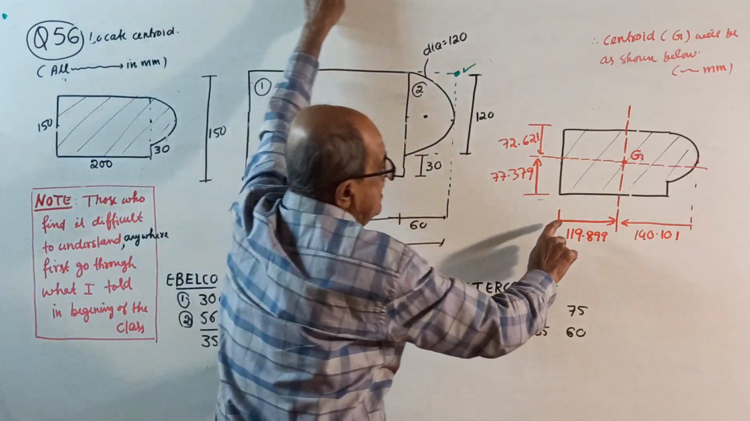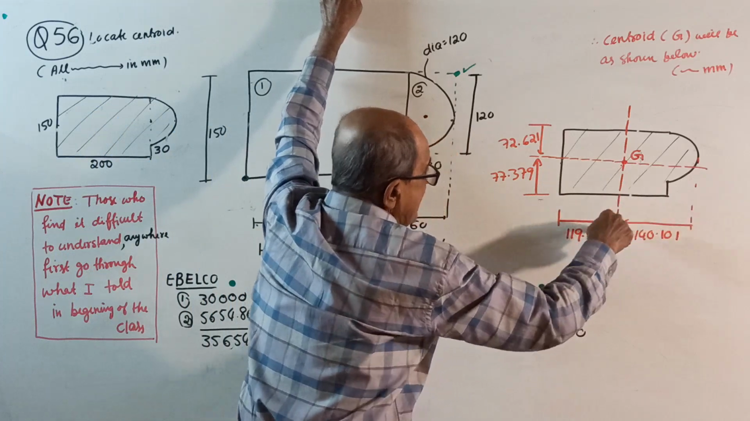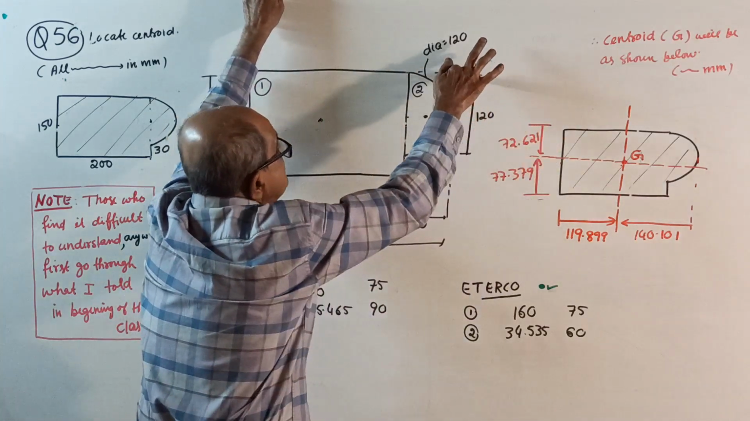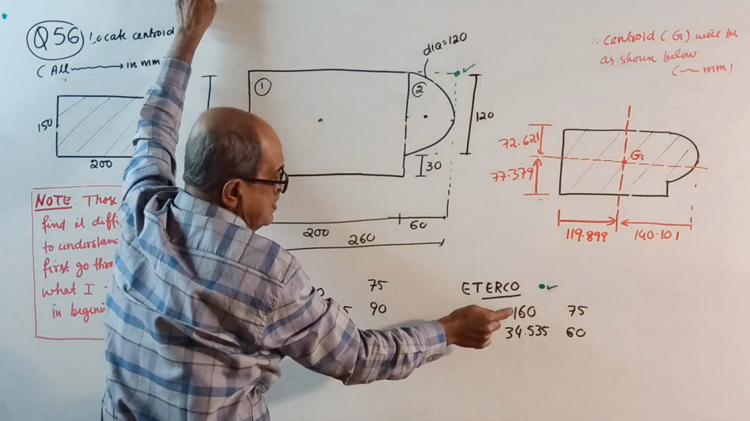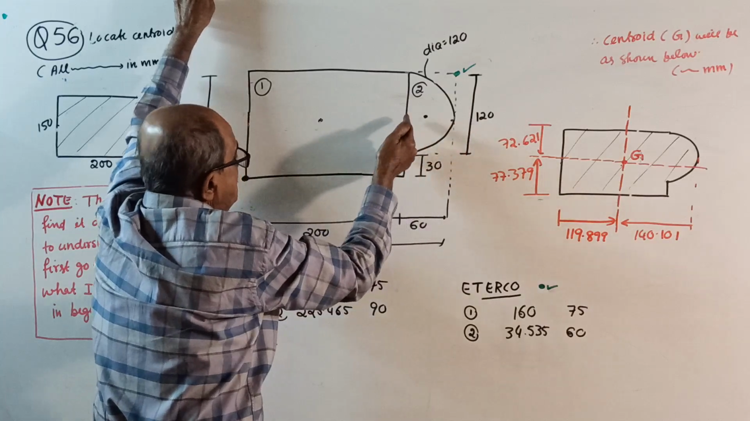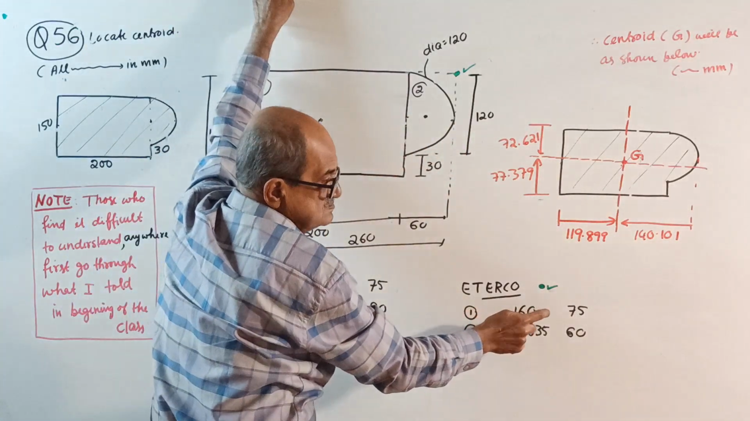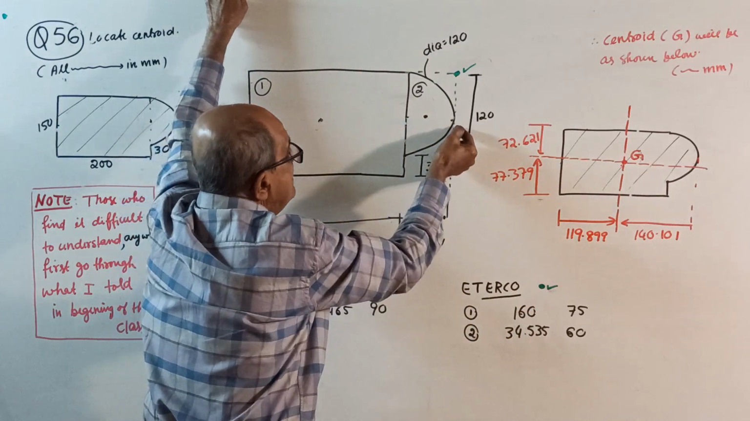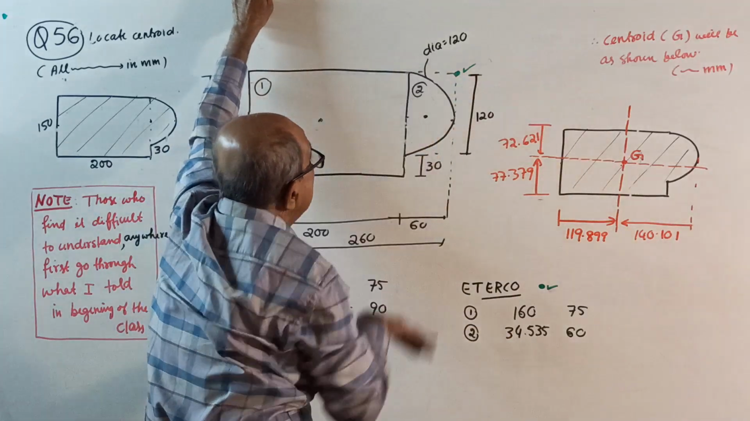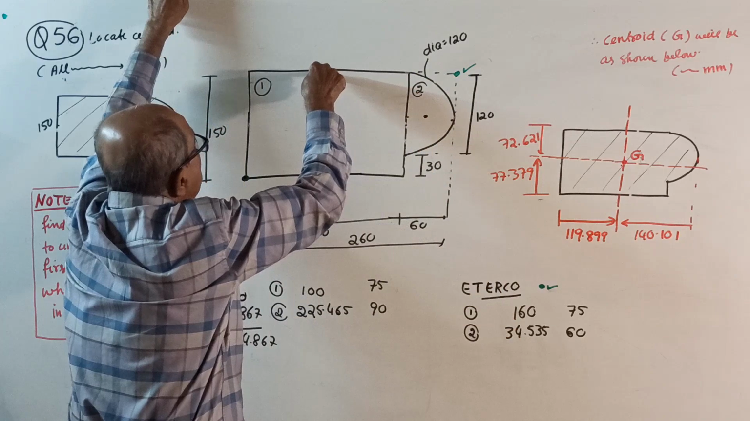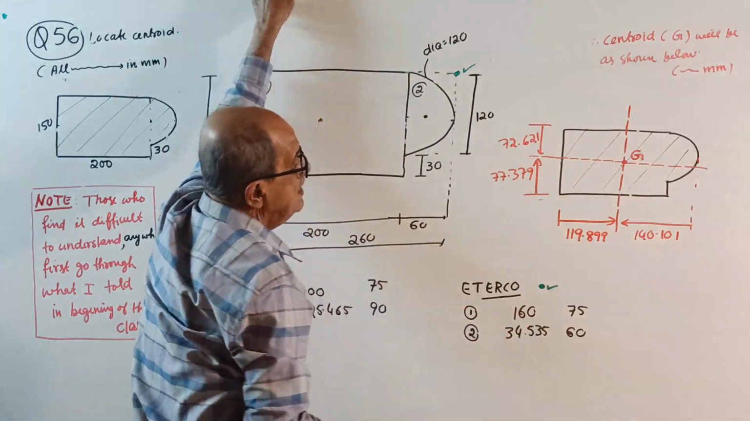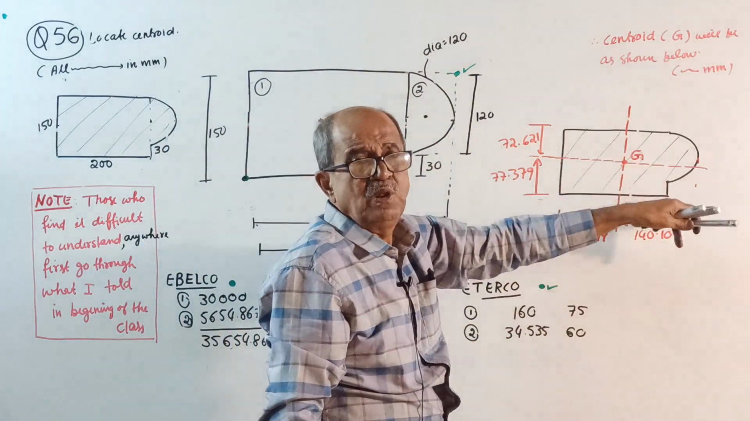Slightly after the center, 119, from that extreme end it is 140. Here, the x distance, if this is the origin: 60 plus half of 200, that is 160. For the second one, 60 minus 2d by 3 pi. For y, half of 150, half of 120. Over. You got x bar, you got y bar, locate the centroid.